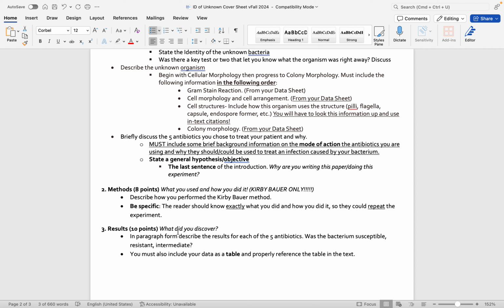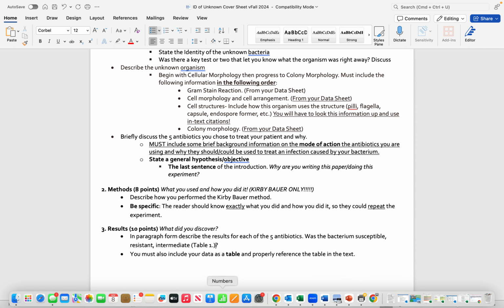All right, the results section, this is where you explain what you discovered. So in paragraph form, you'll describe the results for each of your 5 antibiotics. Was the bacterium susceptible, resistant, or maybe intermediate? And you must include your data as a table as well and properly reference it in the text. When you reference a table in the text, it'll look something like this. You describe the results in text, but then you reference where they can also be found in a table. Does that make sense?